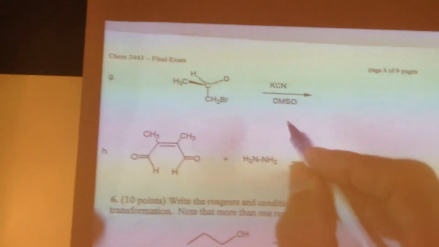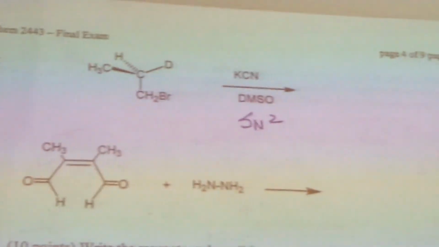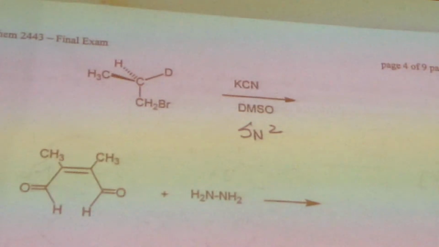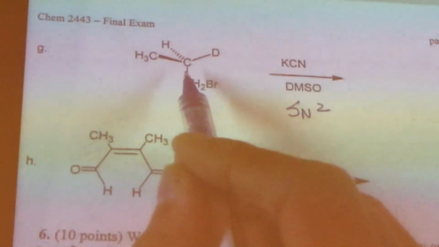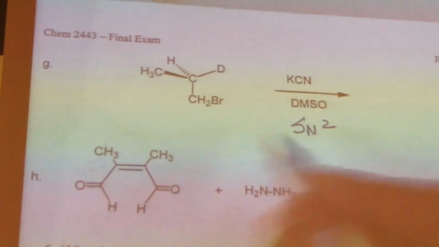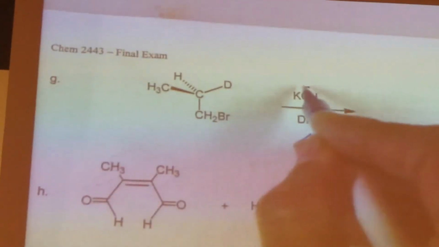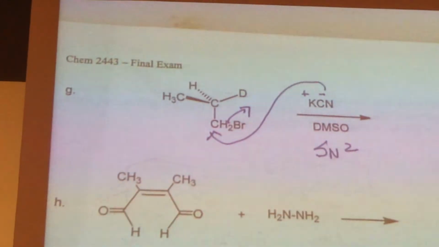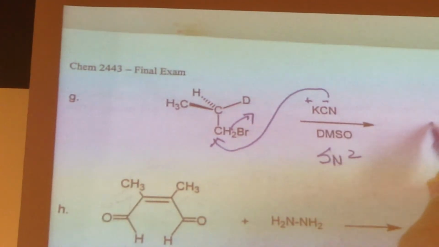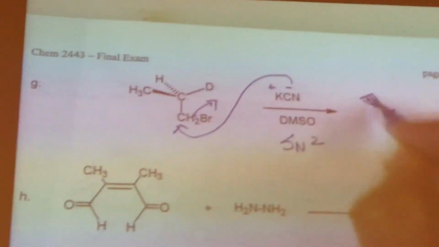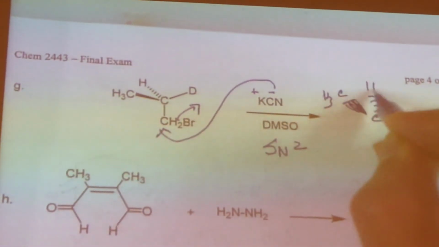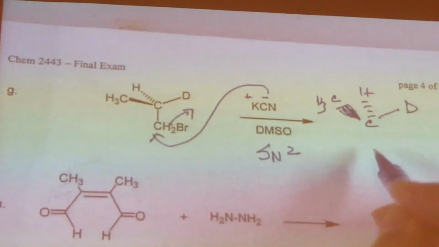The next one is again an SN2 reaction because you have a good nucleophile, the DMSO is the solvent, and the stereochemistry of this carbon is unaffected because the attack takes place on this carbon. So the cyanide attacks this carbon and displaces the bromine. So the stereochemistry you need to show exactly like the way it is. So methyl group here, hydrogen, deuterium, and then CH2CN.